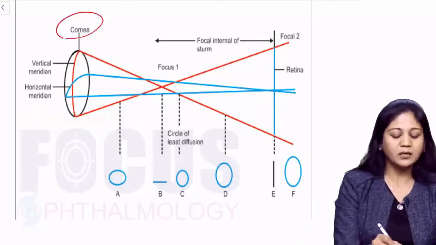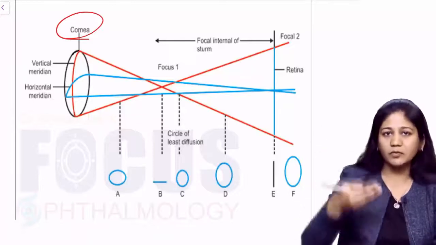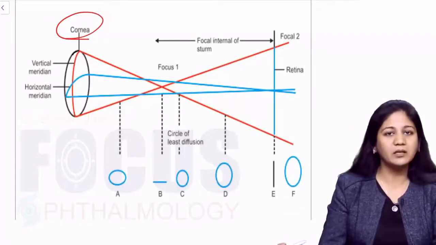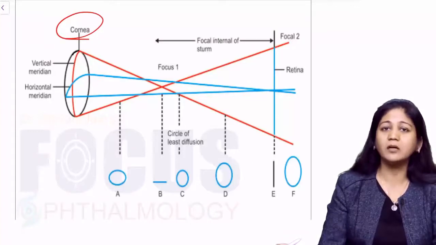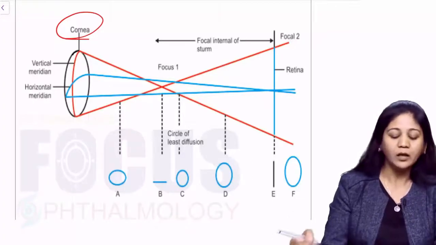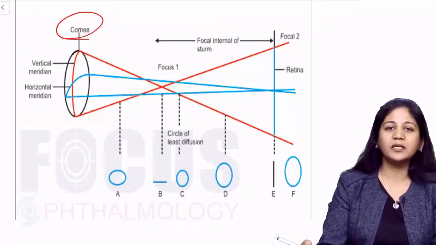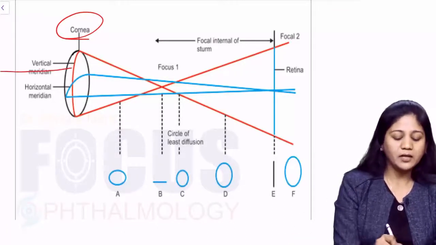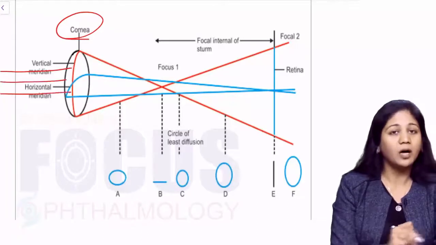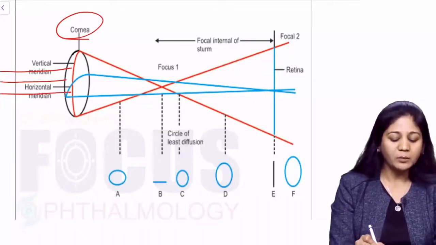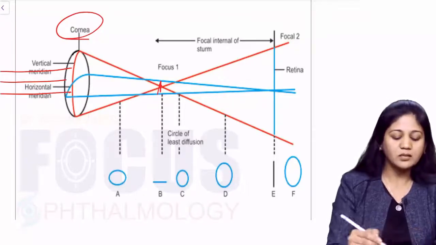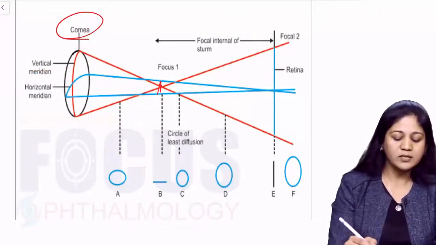So consider that there is a cornea, we have a vertical curvature, we have a vertical meridian, we have a horizontal meridian. We know the refractive powers are not the same. Now obviously the vertical meridian is more curved. That is why when the parallel rays of light are passing through, they are being focused earlier, isn't it? So this is your focus number 1.